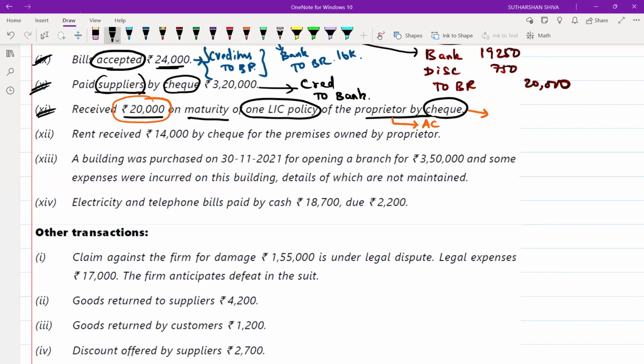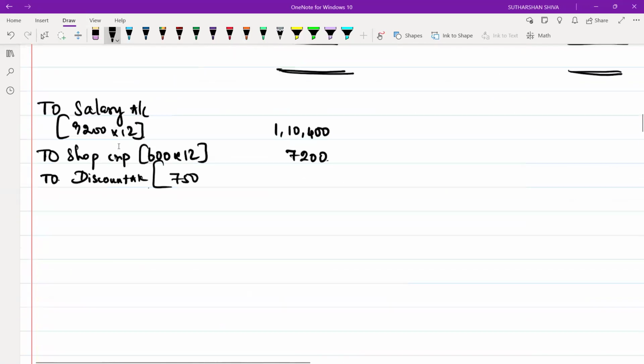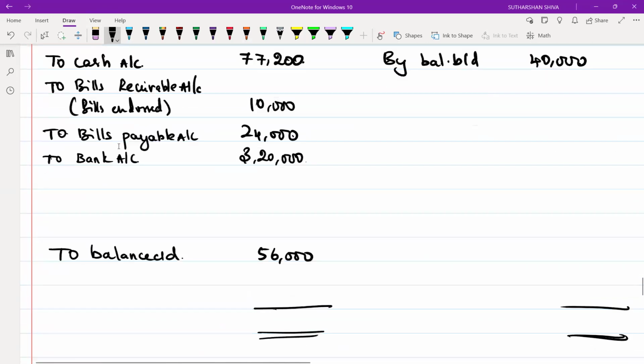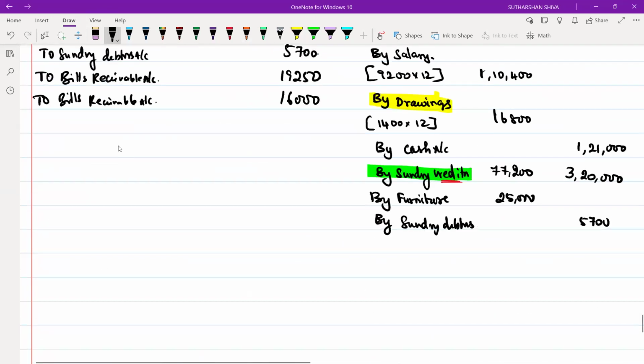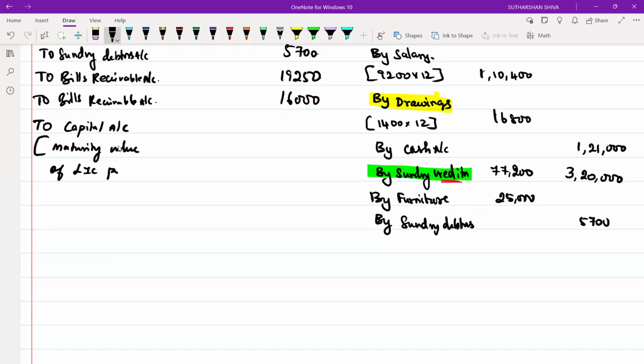So what I will do, I will go to my bank column. As it is an additional capital, I will use the words capital account over here, and in brackets I will show maturity value of LIC policy. I got the amount by check, right? So I will post it on the debit side.